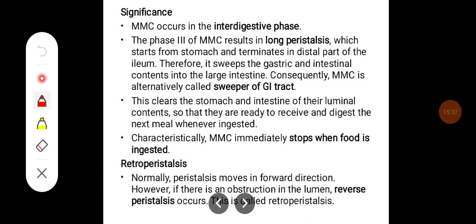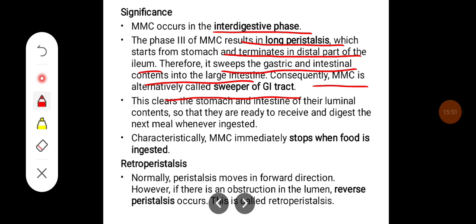Significance. MMC occurs in the interdigestive phase. The phase 3 of MMC results in long peristalsis, which starts from stomach and terminates in the distal part of the ileum. Therefore, it sweeps the gastric and intestinal contents into large intestine. Consequently, MMC is alternatively called as sweeper of the GI tract or housekeeper of the GI tract. It clears the stomach and intestine of their luminal content so that they are ready to receive and digest the next meal whenever ingested. Characteristically, MMC immediately stops when food is ingested.